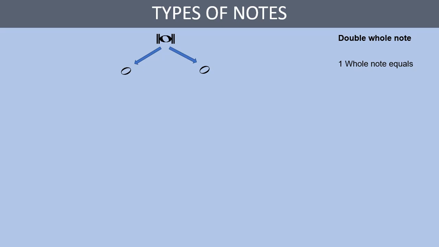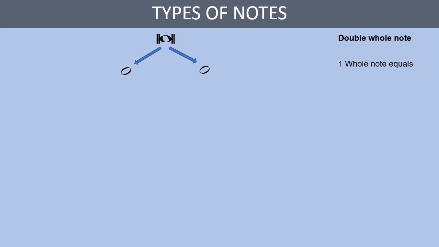So 2 whole notes will give us 1 double whole note. Now, because of the frequency of use, the whole note is taken as the reference point. The whole note is taken as the reference for instructing musical notes.